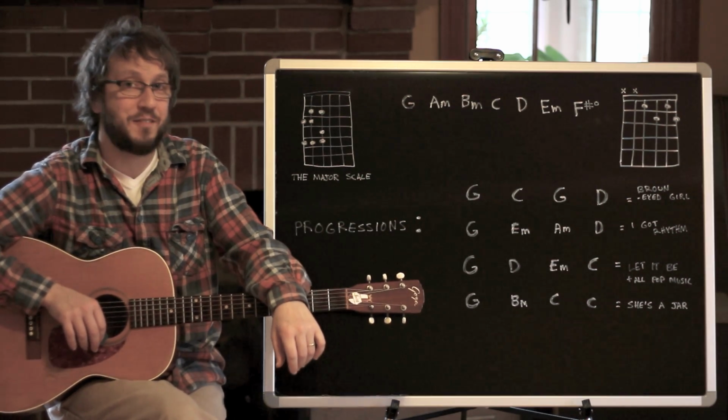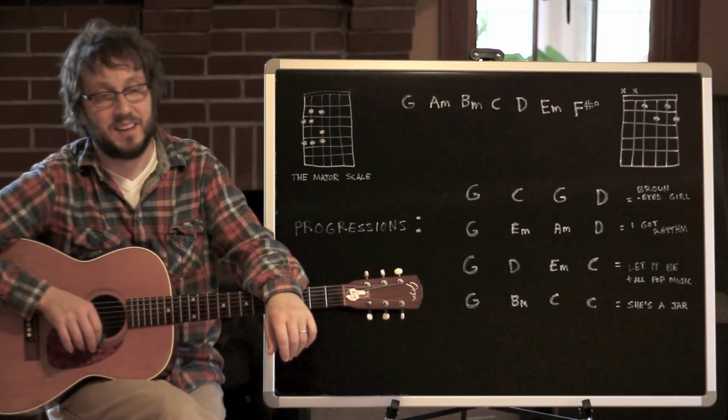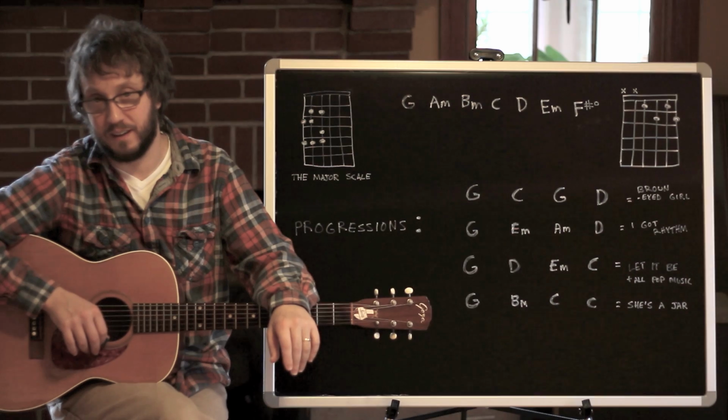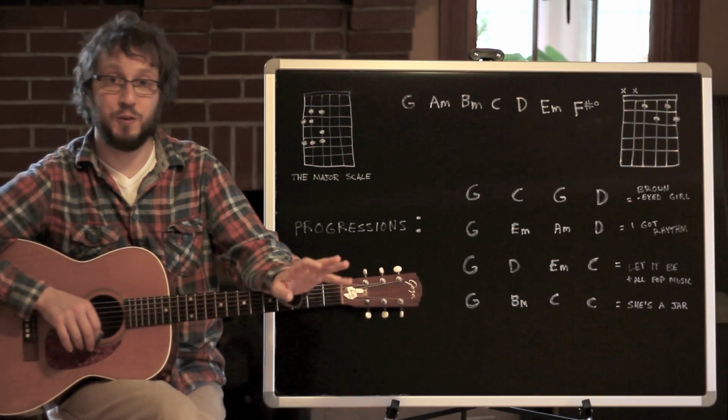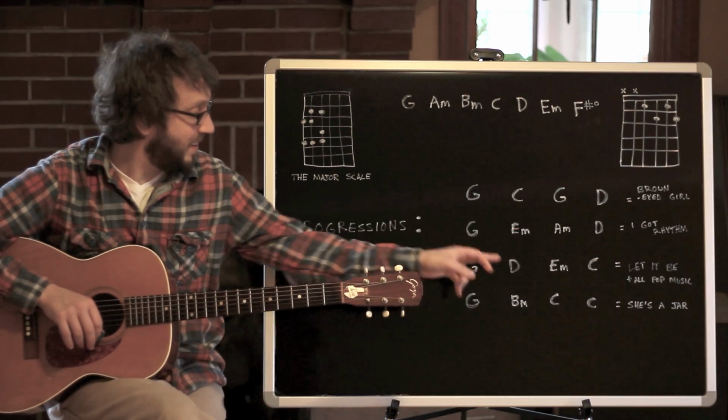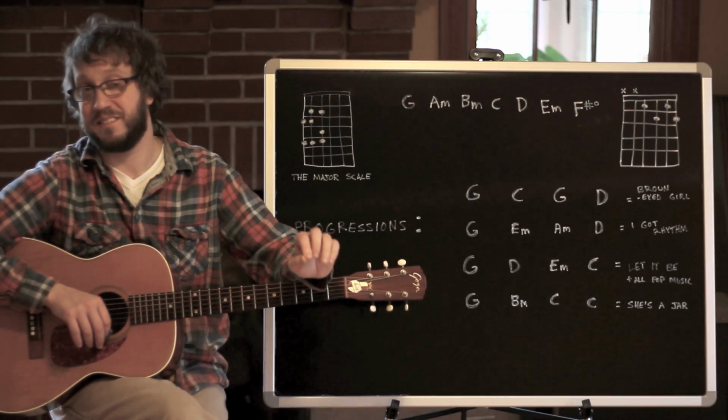Next, we have G, D, E minor, C. This has been the progression that's been really popular for like the past 30 years. Most pop music will utilize it in some way. It's still G, D, and C, but there's that one E minor in there that brings just a little bit of sadness.